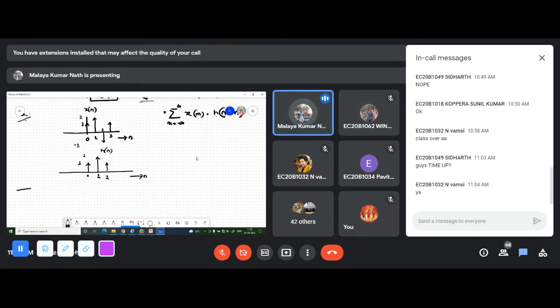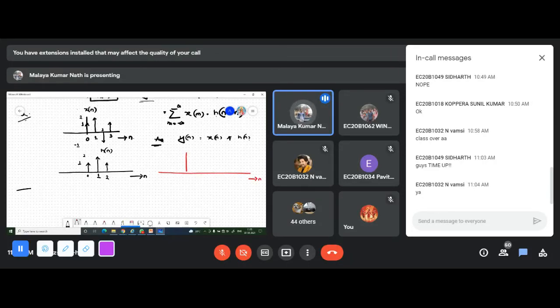Right? So now we have to calculate the answer. What we have to calculate is y of n. So what is y of n? That is equal to x of n convolution with h of n. Clear? So now what is the first step? Your first step is that you have to make your x of n in terms of x of m. I'll just do it once again, it will be fine.